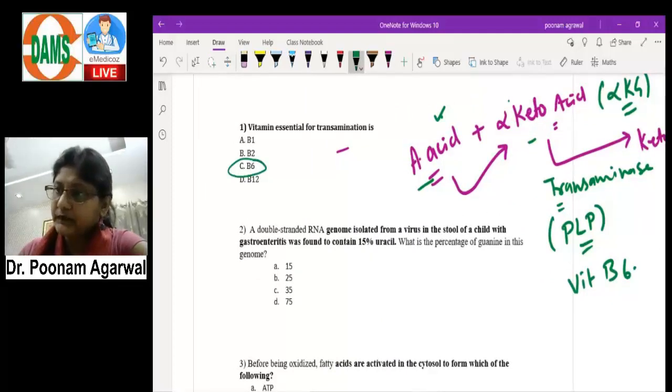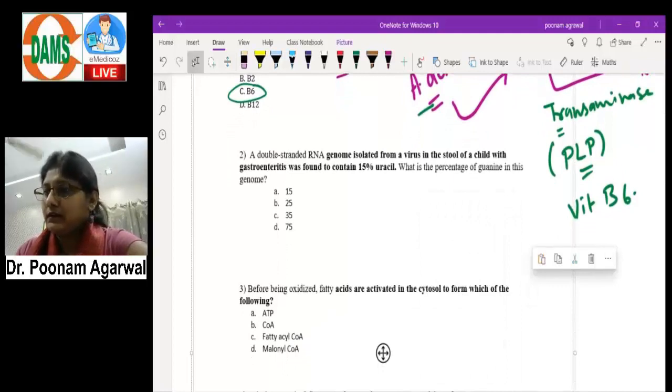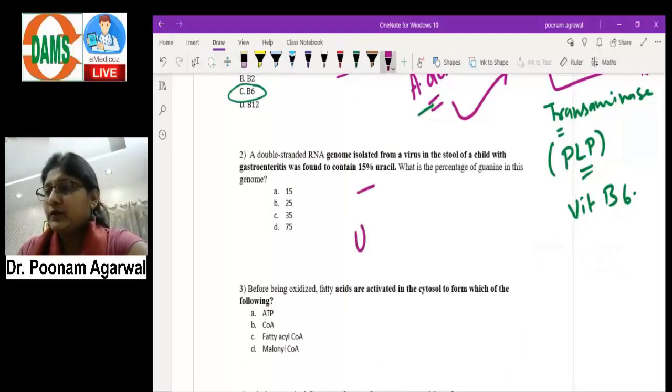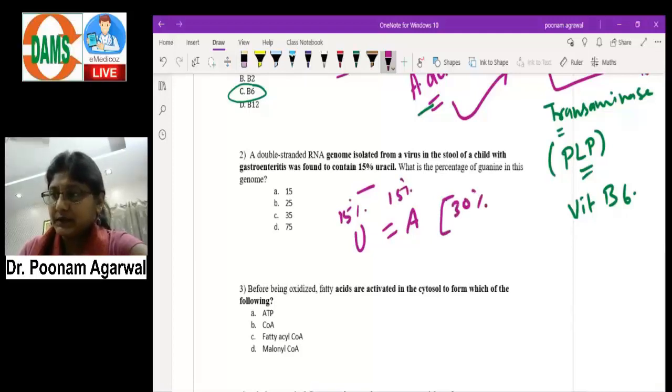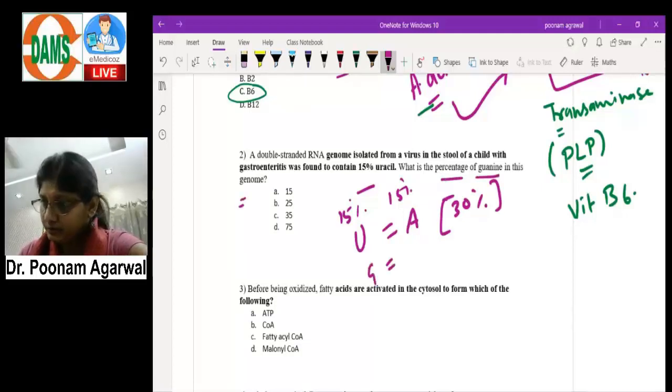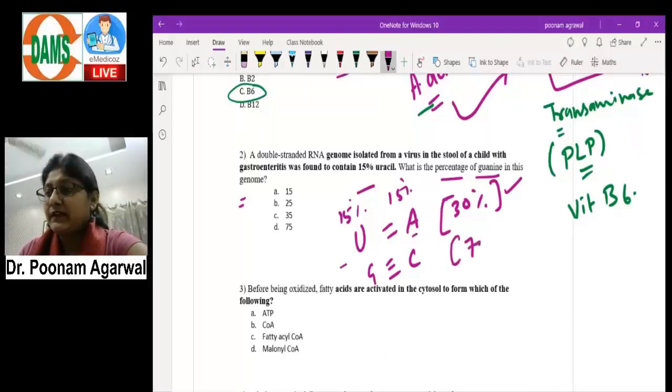is required. Now coming to the second question, which says that one double-stranded RNA genome has uracil 15%. So if uracil is 15%, then adenine also will be 15%, because uracil pairs with adenine in double-stranded RNA. So this is 15% and this is 15%. Collectively it is 30%. Now the question is, what is the percentage of guanine in this genome? See, guanine pairs with cytosine. So if 30% of total is contributed by uracil and adenine, the remaining 70% will be contributed by guanine and cytosine, which will be equal in percentage, 35 and 35%.